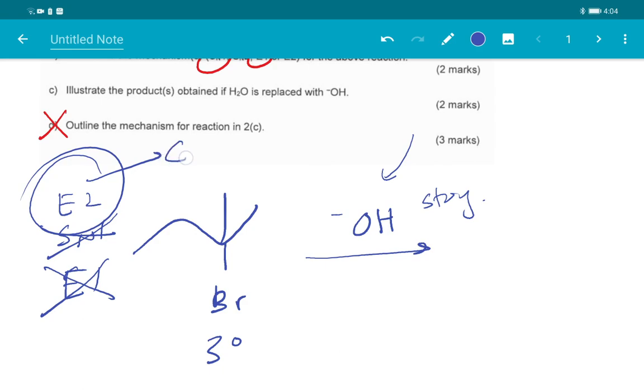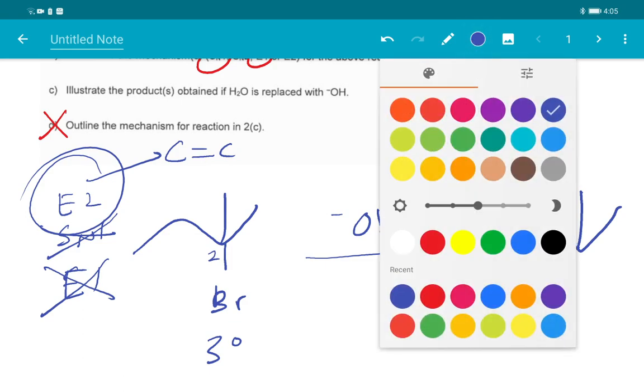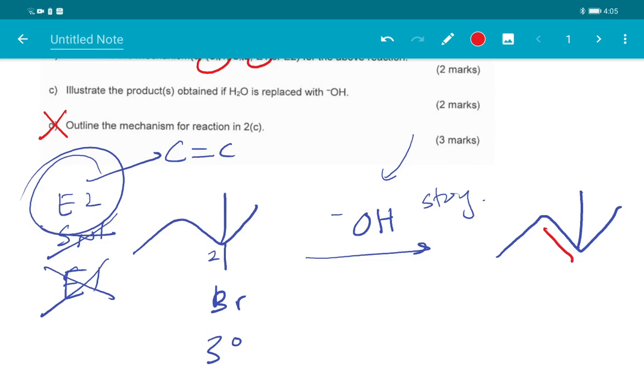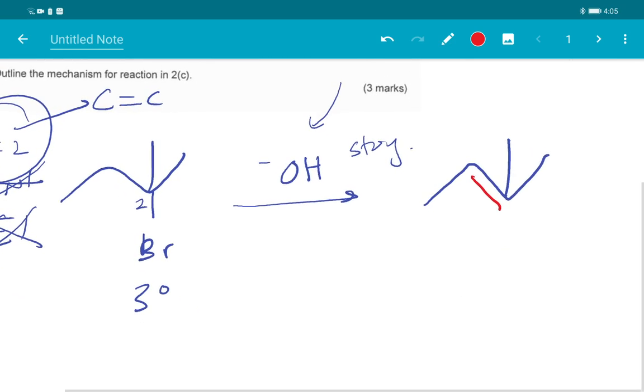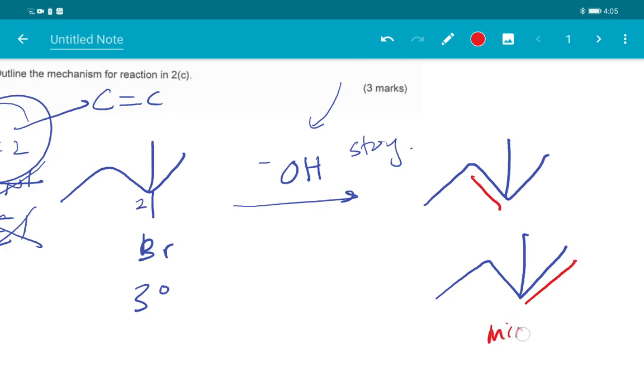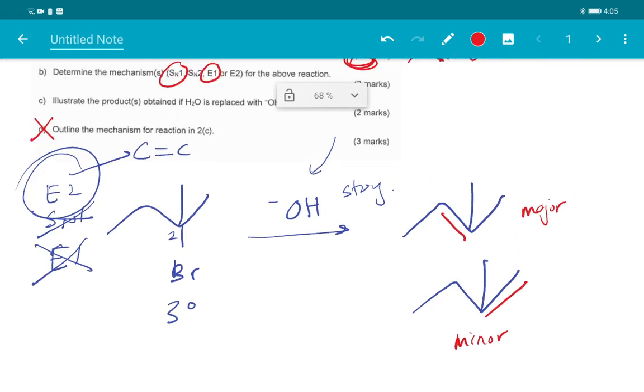So for E2, remember, we need to form a double bond, similar to E1. The double bond will form between carbon number 2 and a nearby carbon. If we draw back the structure, it will look like this. It can be the major product, which is between carbon number 2 and number 3. It can also be a double bond between carbon number 2 and carbon number 1, which is the minor one. Again, we follow the Saytzeff rule to determine which is the major and which is the minor product. So this will be the answer.